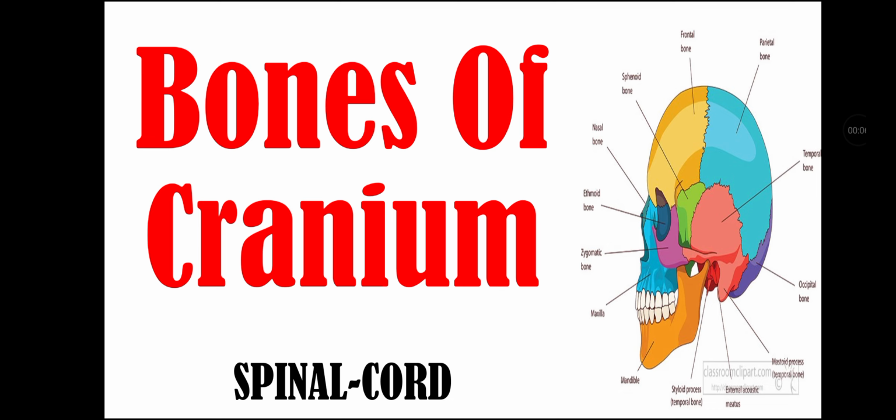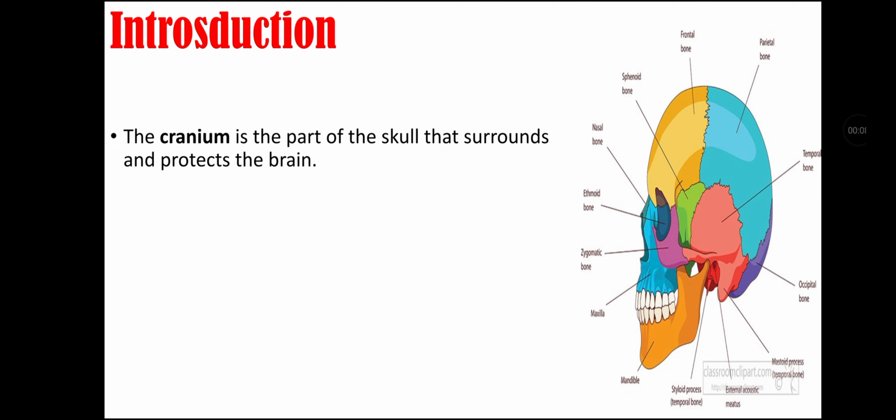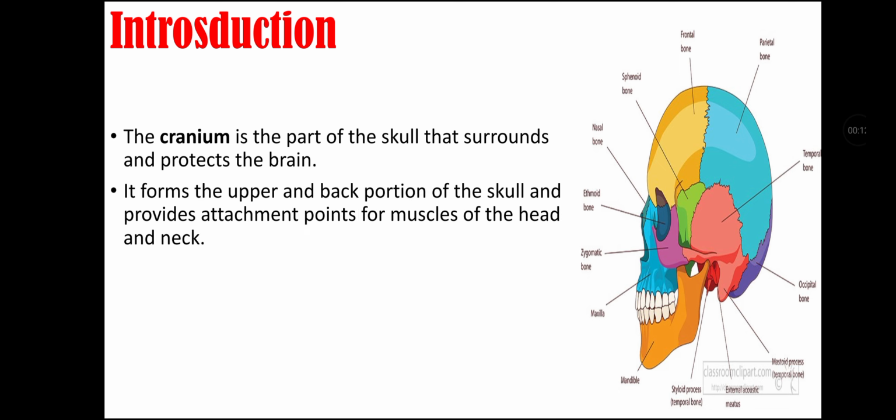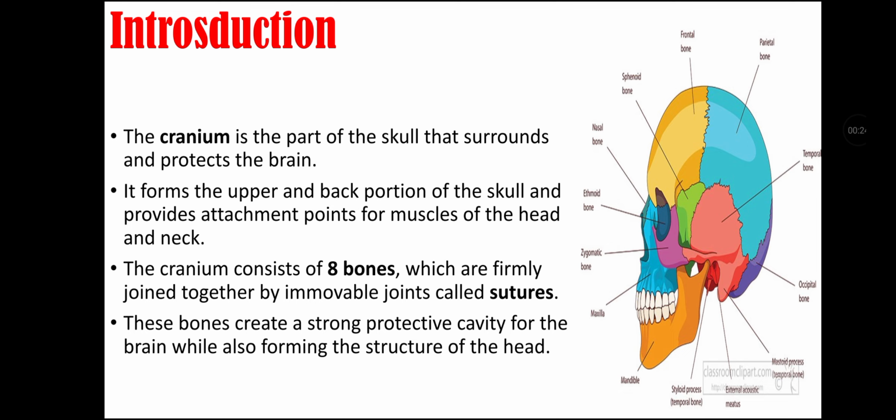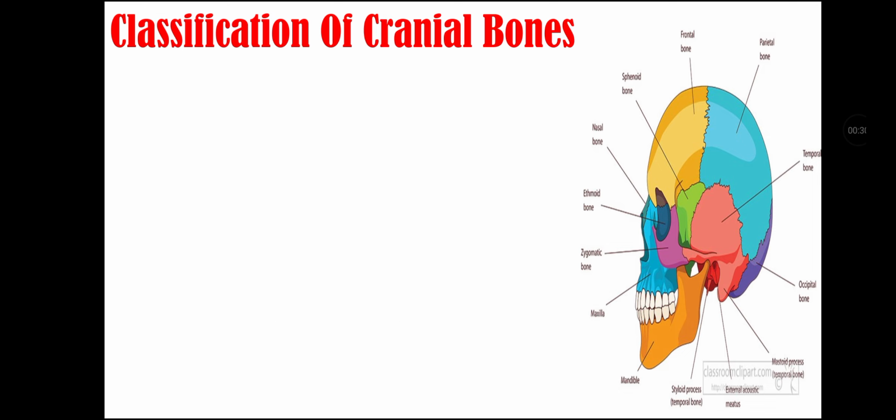So let's start our topic with introduction. Cranium is part of skull that surrounds and protects the brain. It forms the upper and back portion of skull and provides attachment point for muscles of head and neck. Cranium consists of 8 bones which are firmly joined together by immovable joints that are called sutures. These bones create a strong protective cavity for brain while also forming the structure of the head.